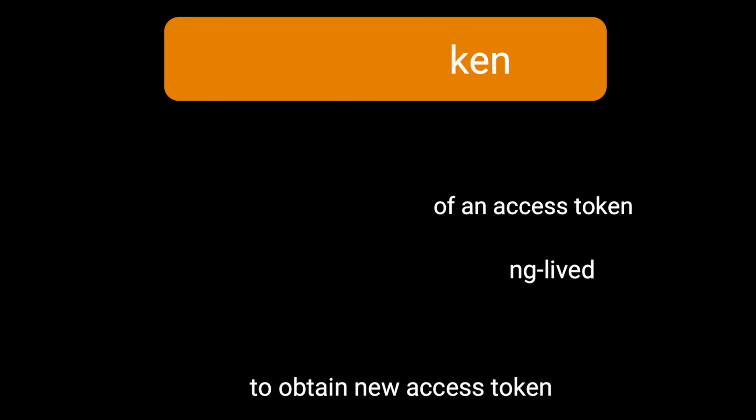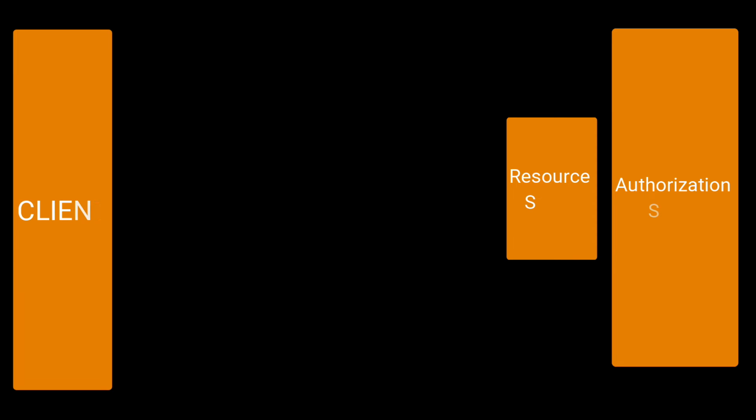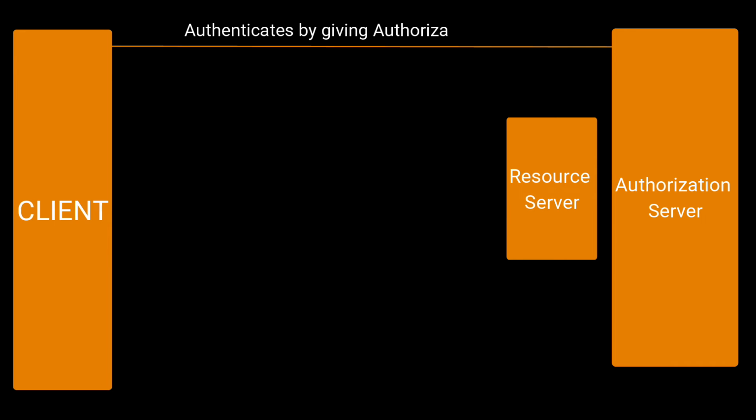Let's understand the process of refreshing an expired access token. First, the client authenticates with the authorization server by giving the authorization grant.